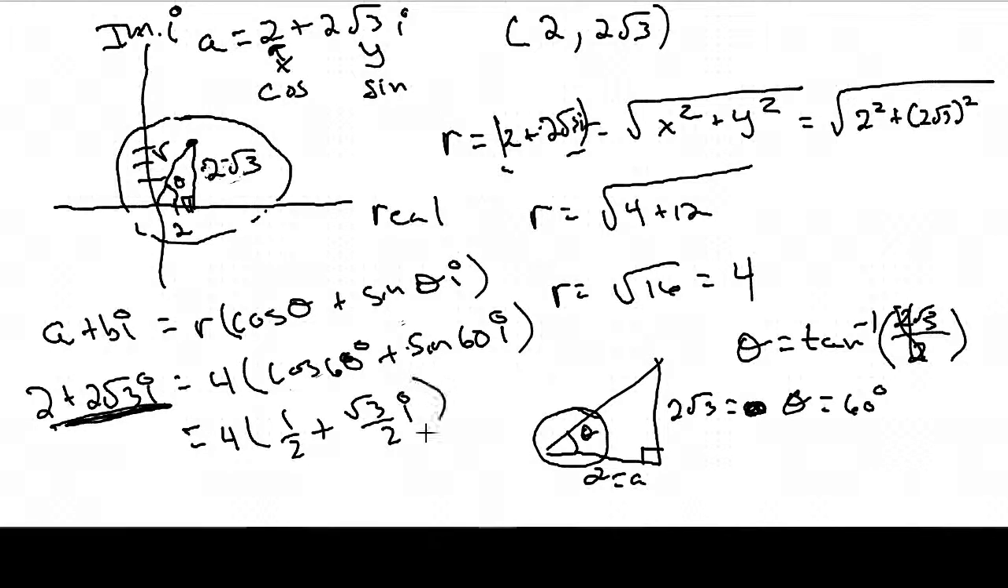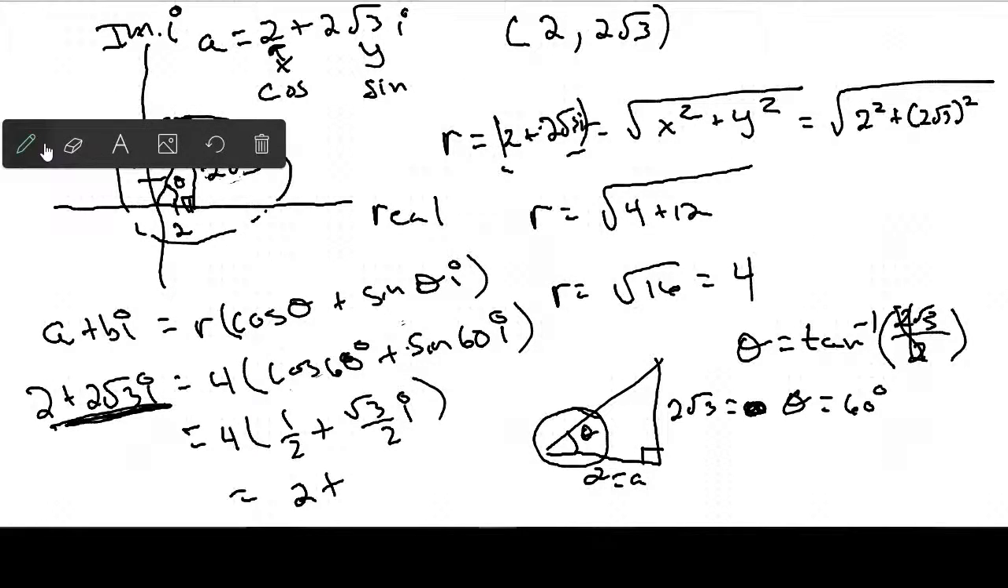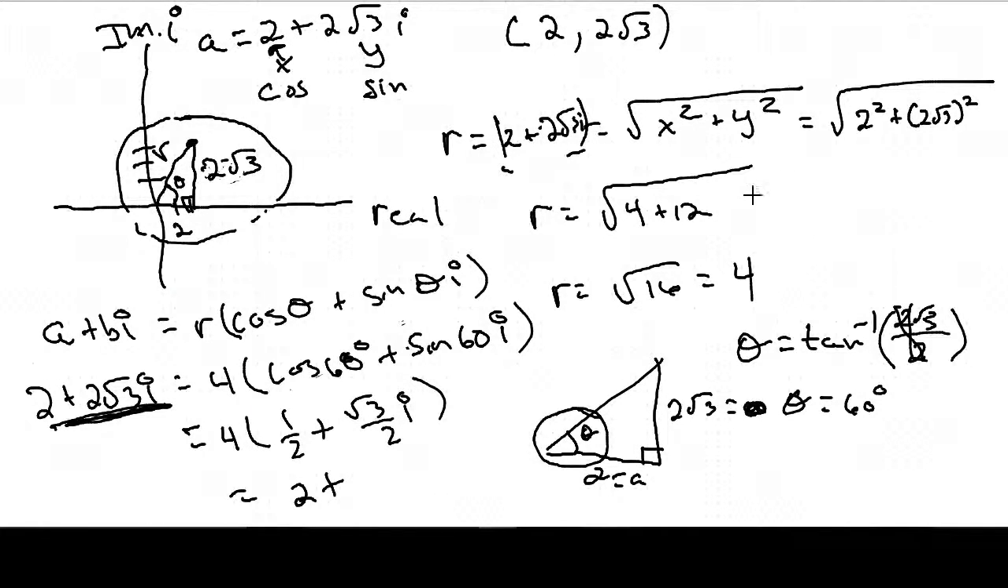And then I have that i there, right? Distribute the 4 through that. So what's 4 times 1/2? 2. What is 4 times √3/2? Let me see. I don't know. Okay. Let me make some space so I can help you through that, because I want you to see why all this stuff works out.